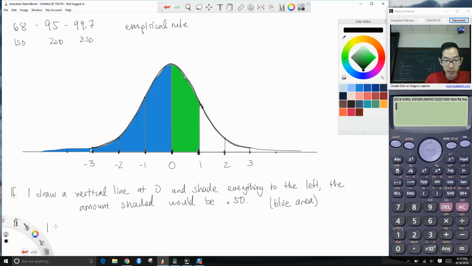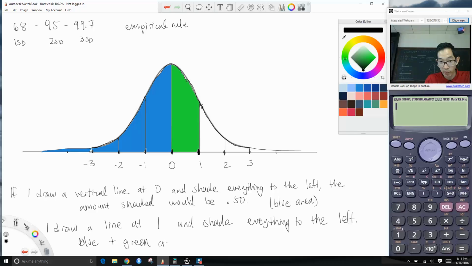And then I draw a line at 1 and shade everything to the left. So this will be the blue plus green area. The shaded area would be about 84%. Are we in agreement here? Yes? Okay. Anybody having trouble seeing the 84%?